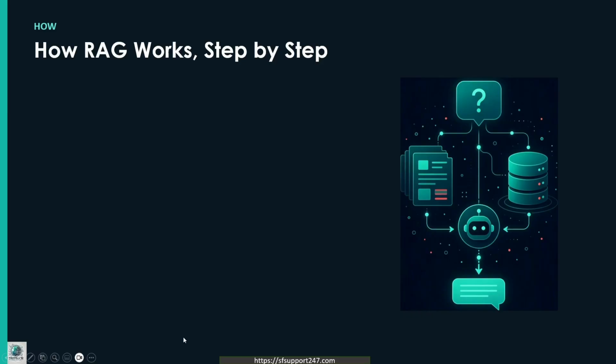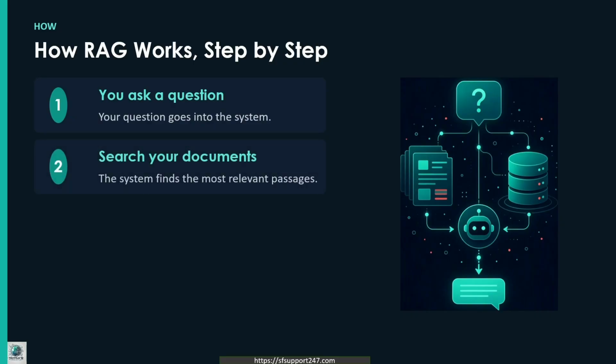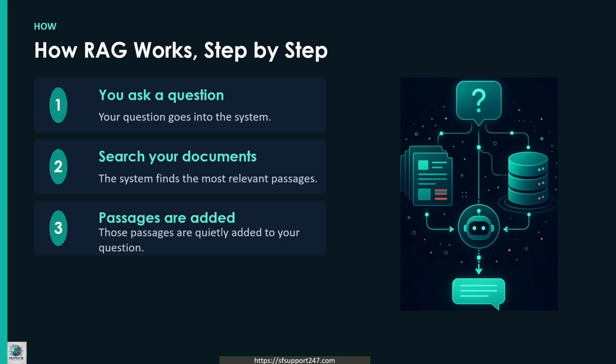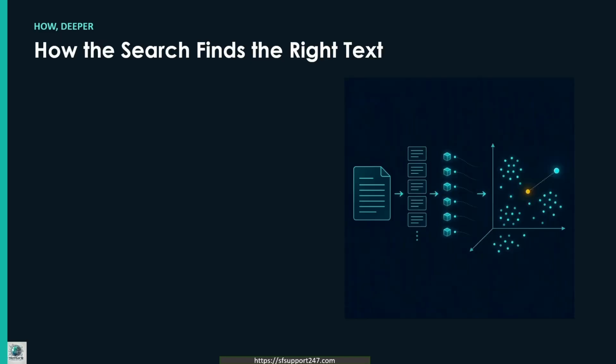Let's move on. How RAG works, step by step. You ask a question. Your question goes into the system, which searches your documents, whatever documents you have uploaded. Passages are found, and those passages are quietly added to your question. The LLM answers with the sources. So when this AI agent or LLM answers, it answers with the references.